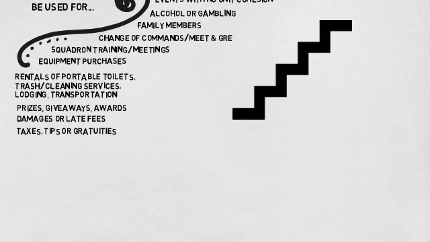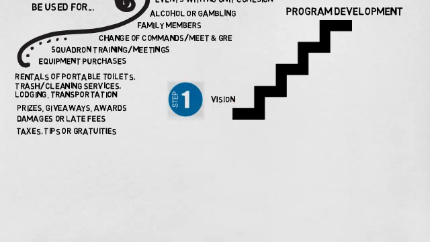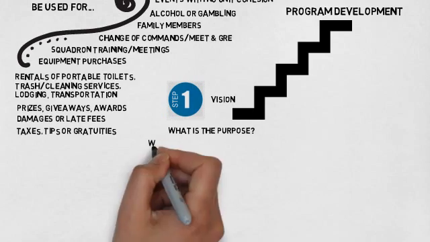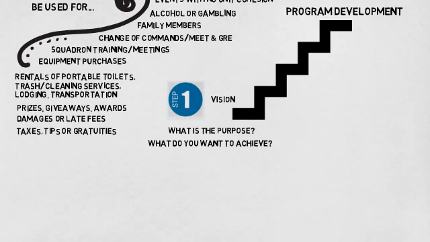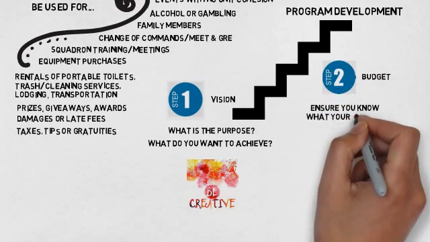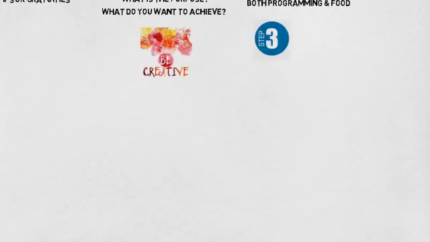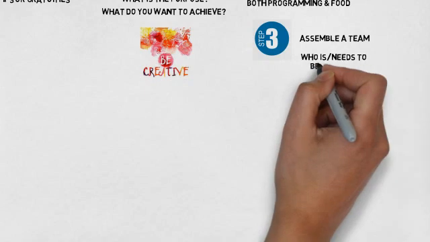Steps to consider when developing your program. Your vision is the foundation of your event. It's a breakdown of what you'd like to see go into and come out of your event. Determine what you hope to accomplish and how this event is the way to do that. Be creative. Ensure you know what your funding restrictions are for both programming and for food.